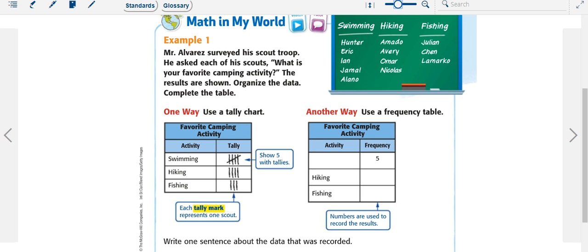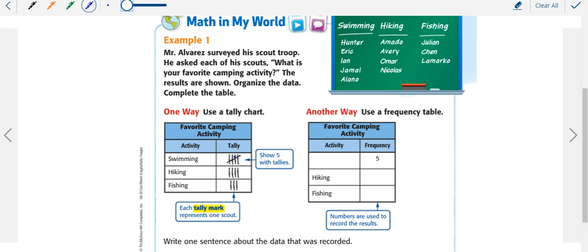So here we have a tally chart. Favorite camping activity. So people voted for swimming, for hiking, and for fishing. Now, remember that each vote is represented by a tally mark. These ones are the tally marks. Now, how do you know how many people said swimming? You count the tally marks. So 1, 2, 3, 4, and 5 people said swimming. How many people voted for hiking? 1, 2, 3, 4.